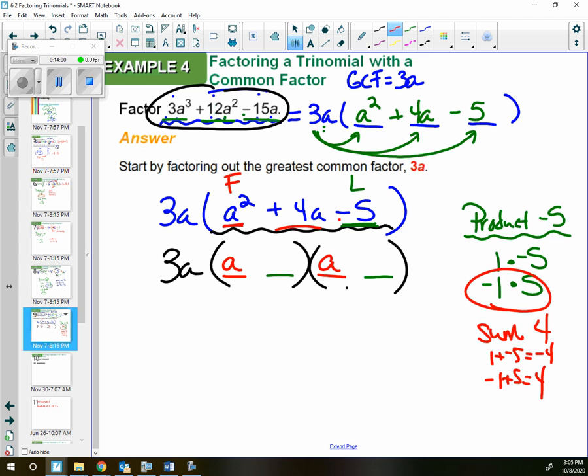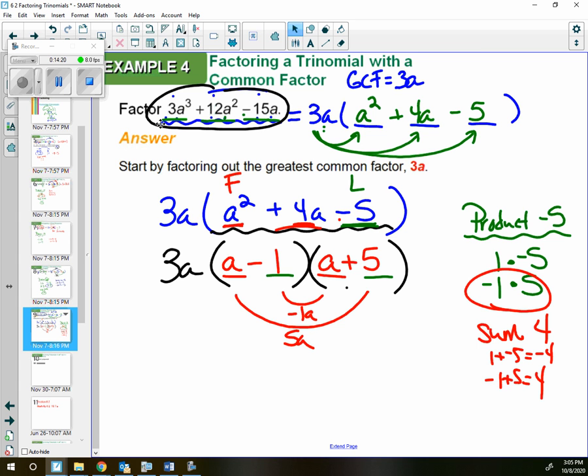Because it's a negative, I know my signs have to be opposite, right? That's the only way to multiply to a negative number. And I want my 5 to be the larger absolute value because I want to make a +4a. So let's double check and make sure that makes sense. Outsides, I would get a positive 5a, insides a negative 1a, which adds to that 4a in the middle. So it's usually a pretty quick check to make sure that you are correct with your multiplication.